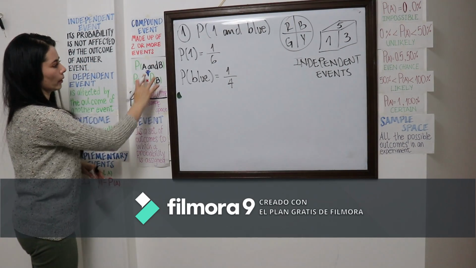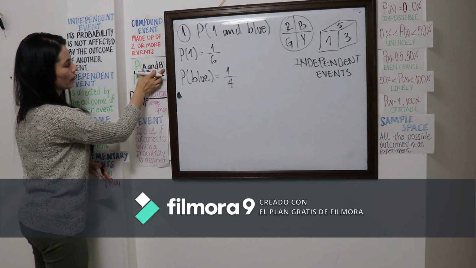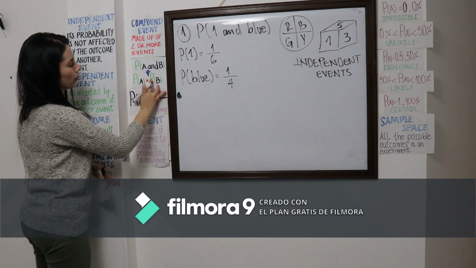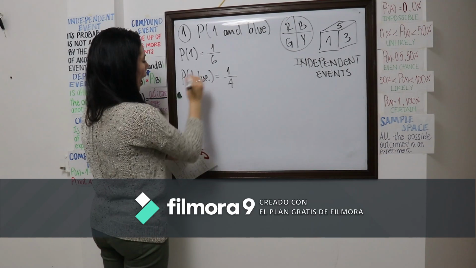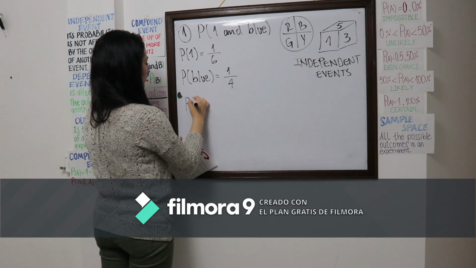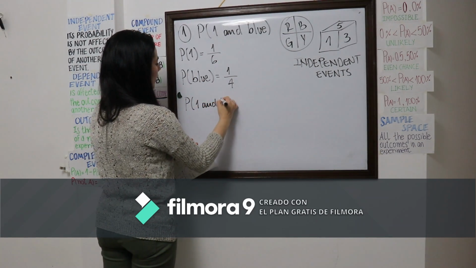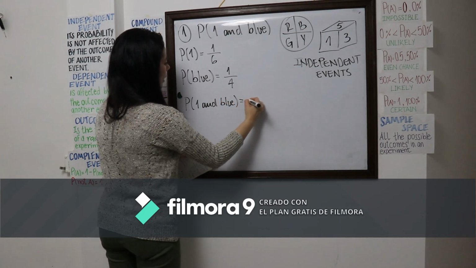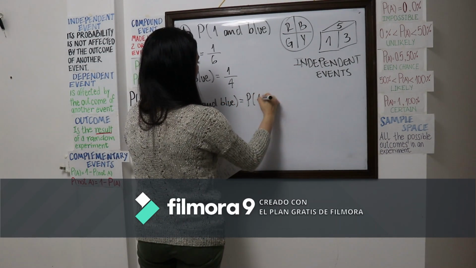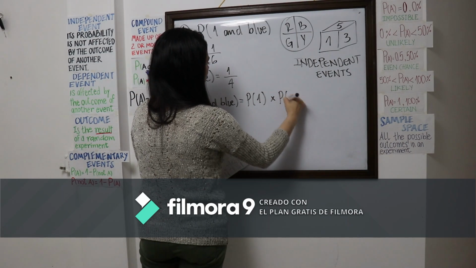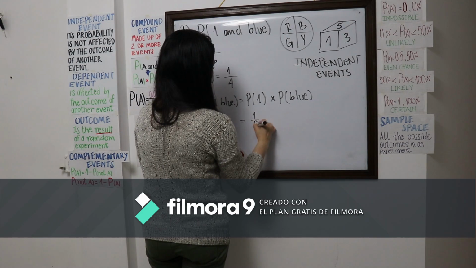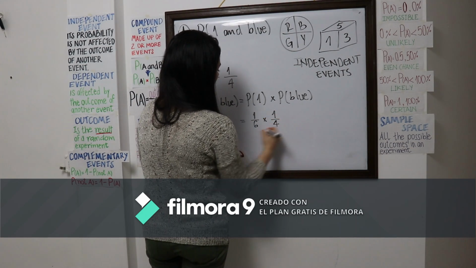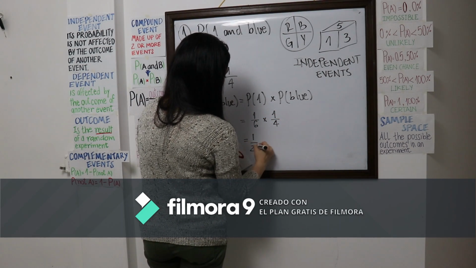Now, please remember, when I want to find the probability of a compound event, I need to get the multiplication of the probabilities of each event. So I know here the probability of 1 and blue is going to be equal to the probability of 1 times the probability of blue. And this is, of course, 1/6 and 1/4, and that is 1/24.